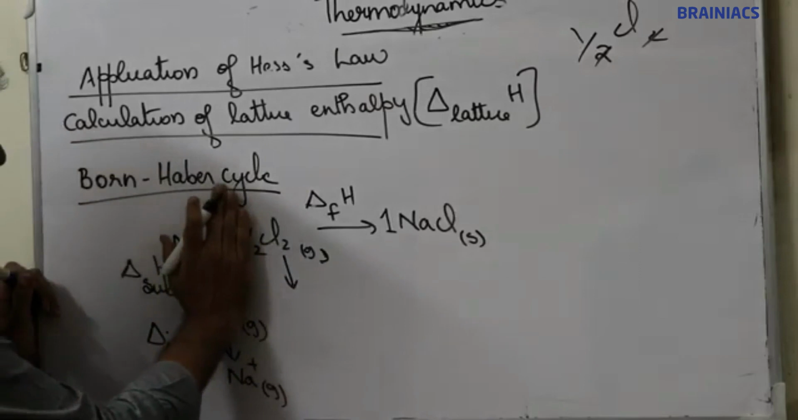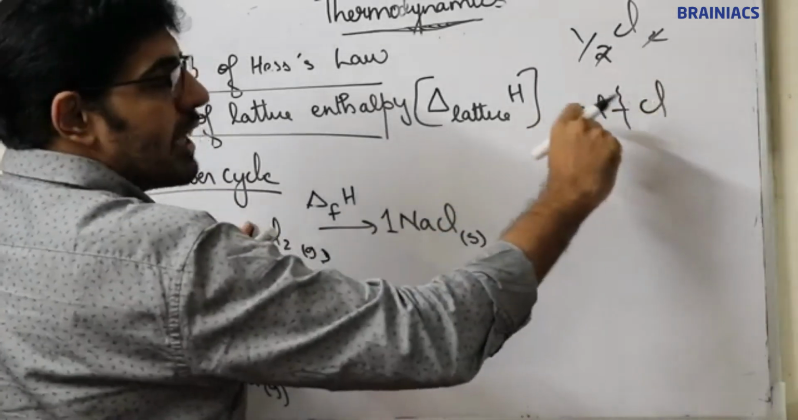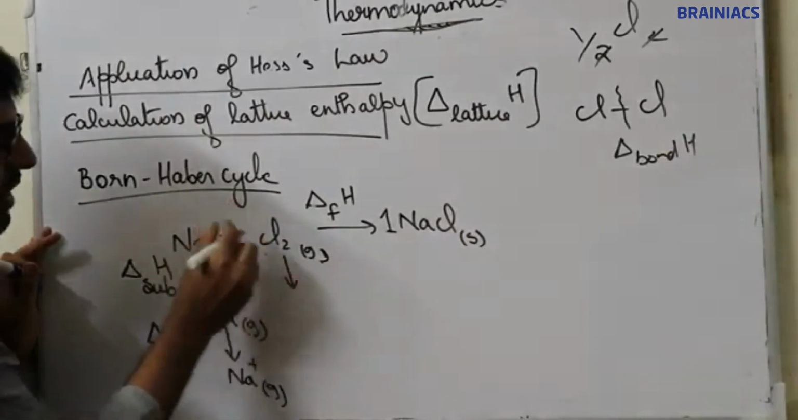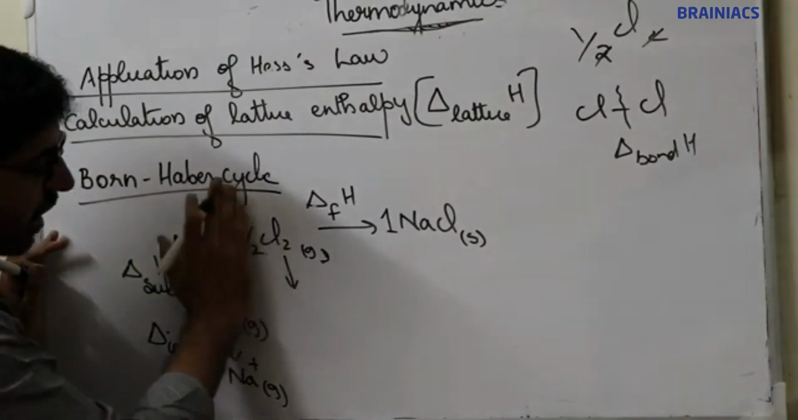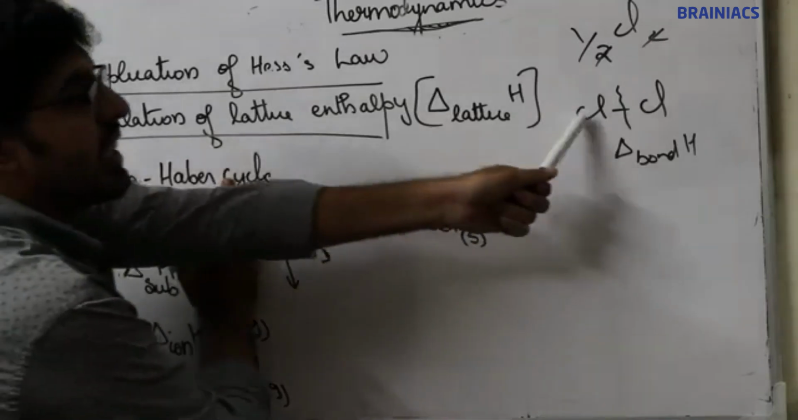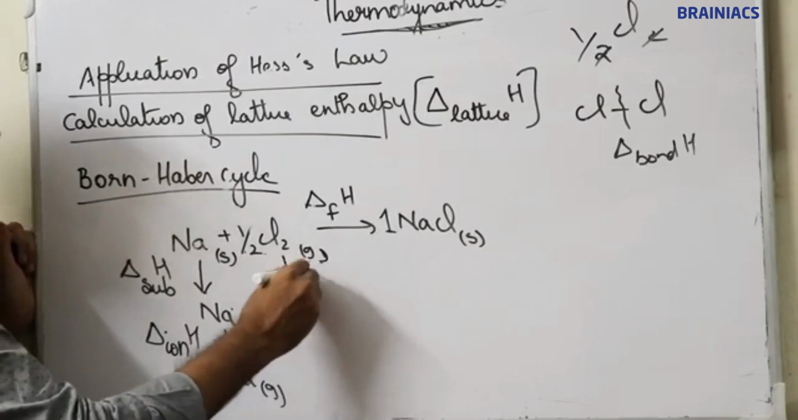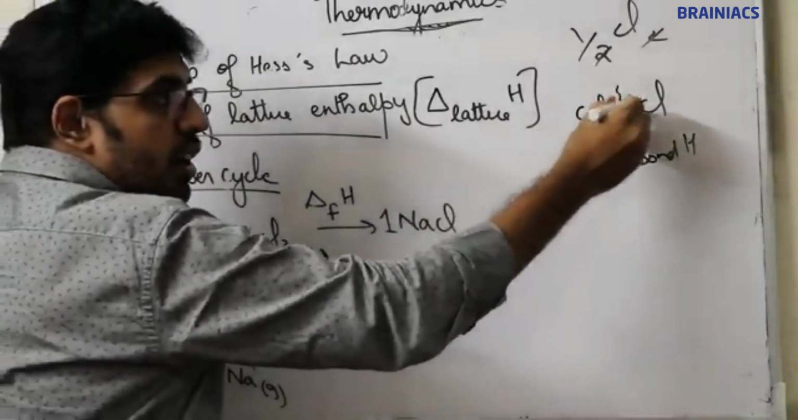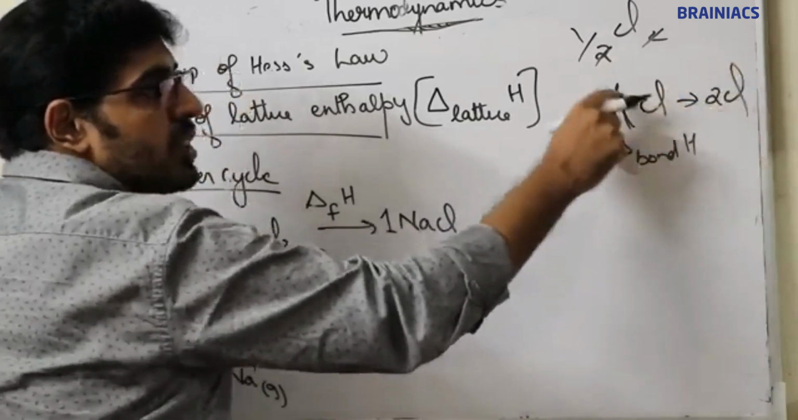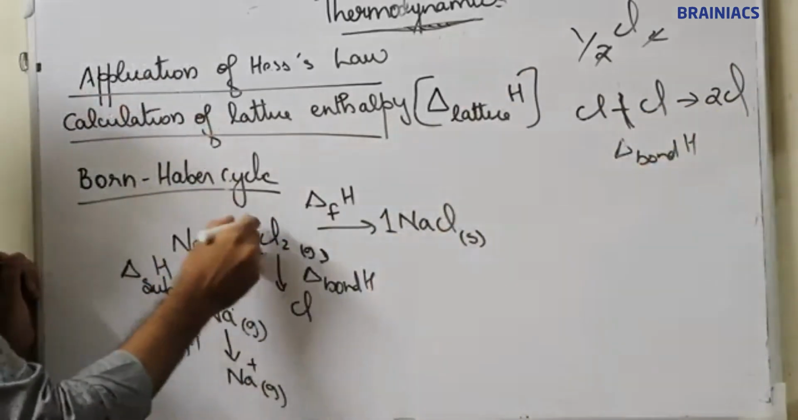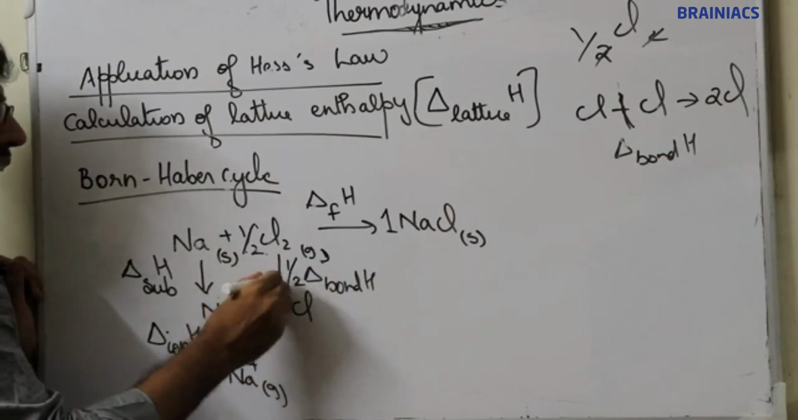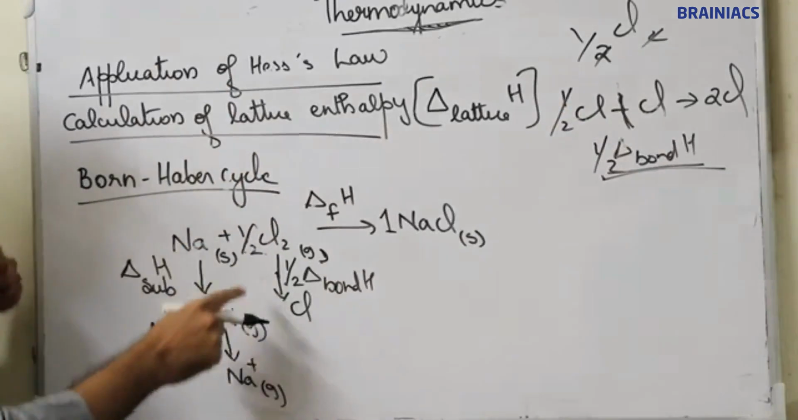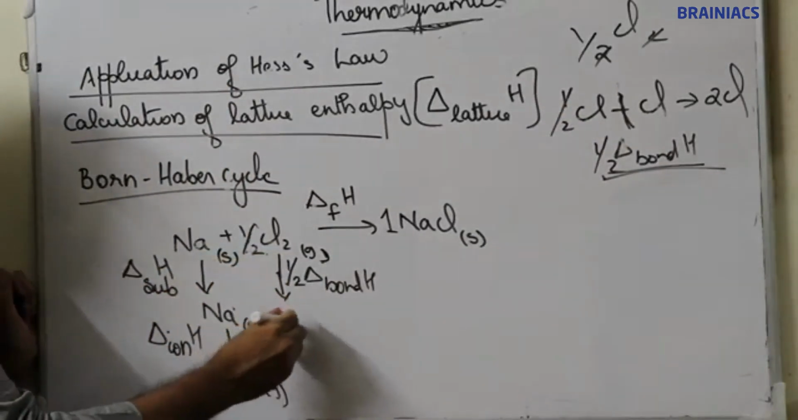Now the energy required to break the Cl-Cl bond is known as bond enthalpy. The energy required to convert Cl2 to Cl atoms is known as bond enthalpy. But we are considering only half Cl2, not one Cl2. So we need only half the bond enthalpy. For one Cl2 we need the bond enthalpy; for half Cl2 we need half the bond enthalpy. So the energy required to convert half Cl2 to Cl is half the bond enthalpy.